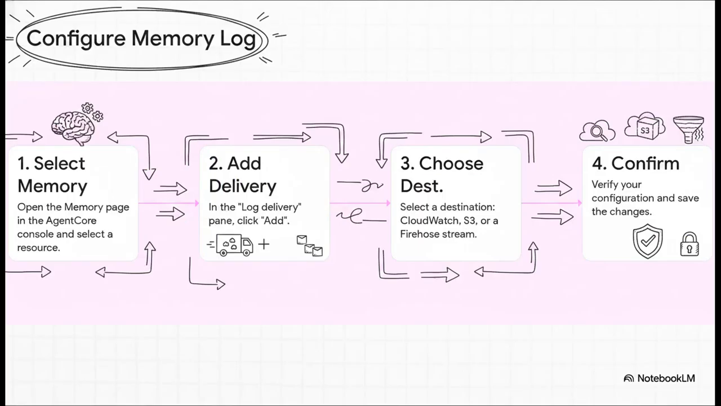The good news is it's super straightforward in the console. Let's say you want to configure the logs for your agent's memory, its knowledge base. You just pop over to its configuration page, look for the log delivery section, and add a destination. And you've got choices. You can send it to CloudWatch logs, an S3 bucket, or even a Kinesis Firehose stream.